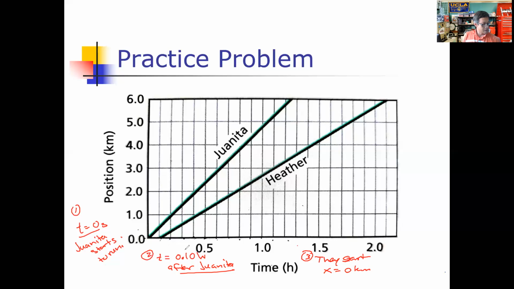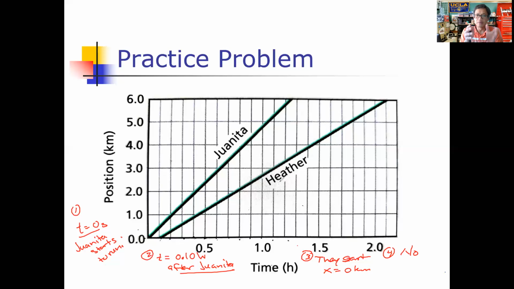Question number 4. Will Heather ever catch Juanita? So Juanita starts first at 0, and then Heather starts out. The question: will they ever meet? That is, will Heather ever catch Juanita? The answer here is no. So no, Heather will never catch Juanita. And we'll see that in just a moment when we calculate for velocity.